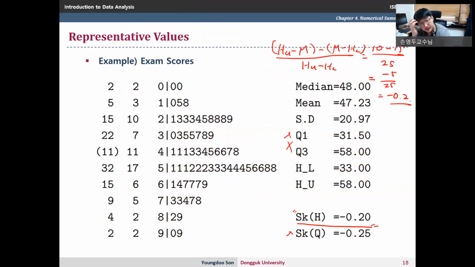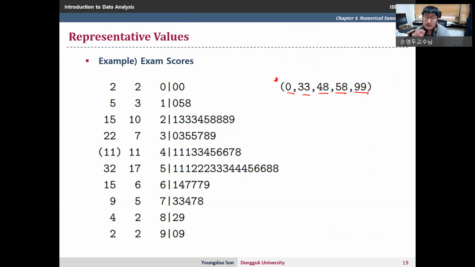Here, the skewness is given as -0.2, so it means it is slightly left skewed. And this is the 5-number summary.